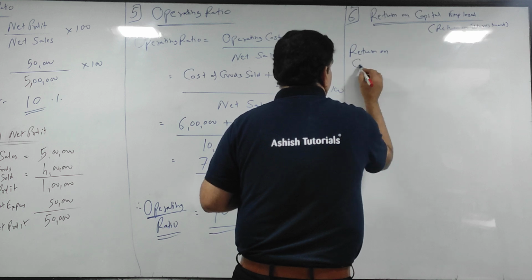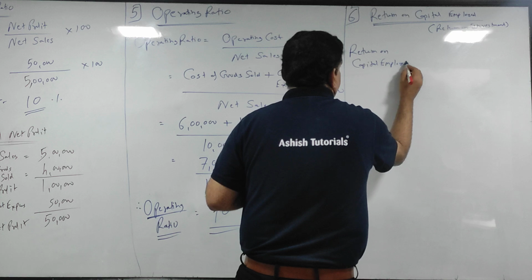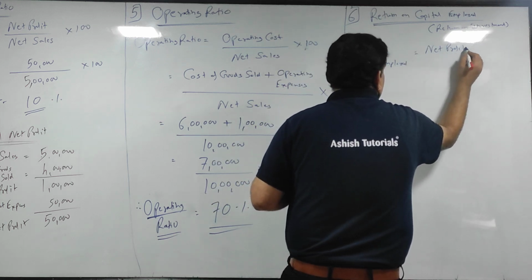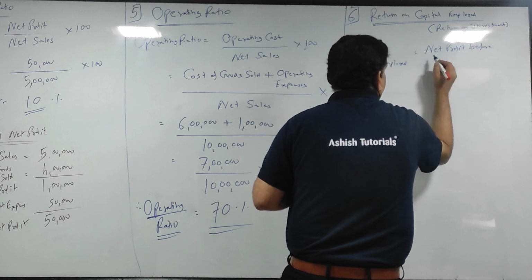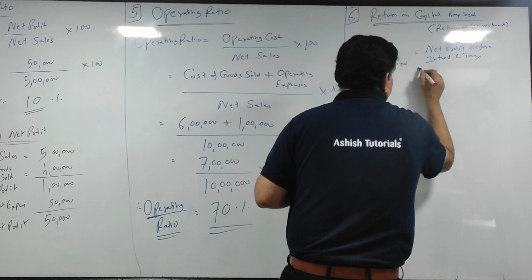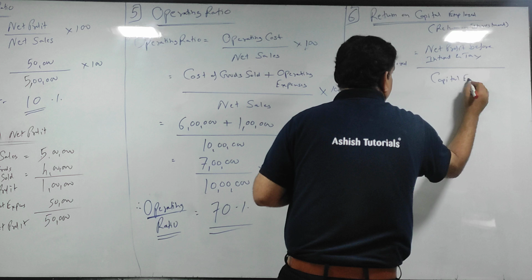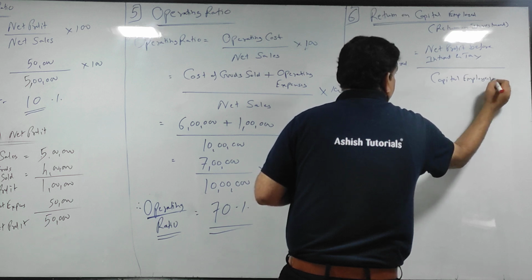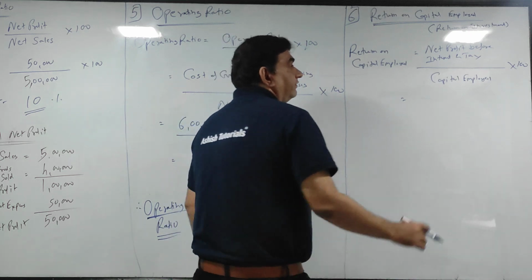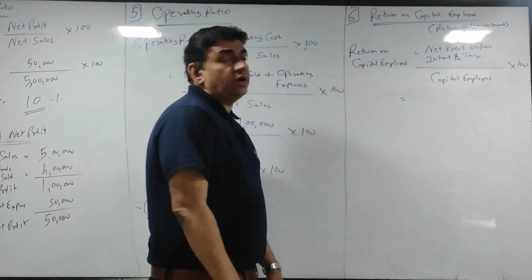Return on capital employed is equal to net profit before interest and tax upon capital employed into 100. Net profit before interest and tax upon capital employed into 100.